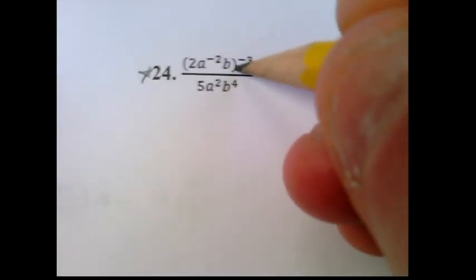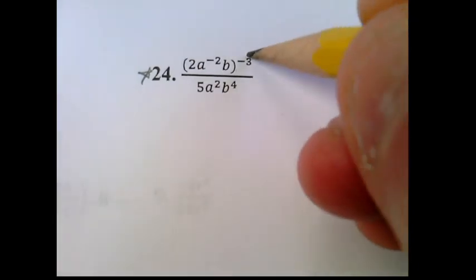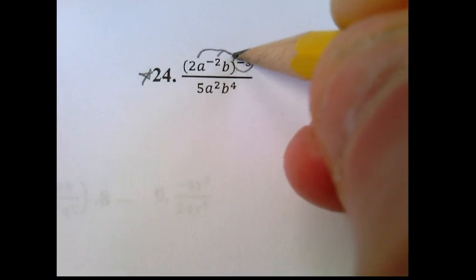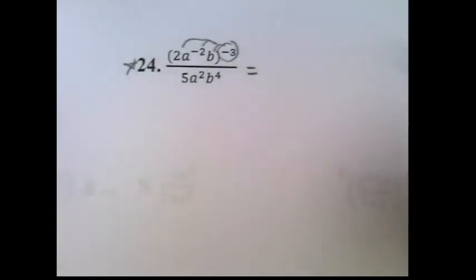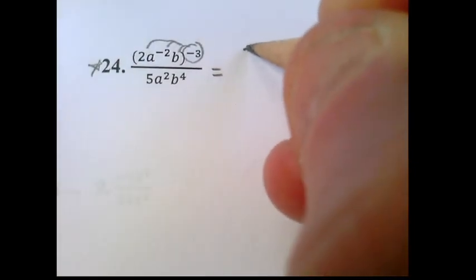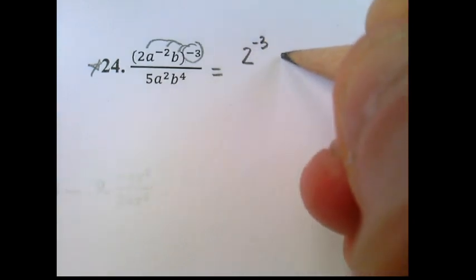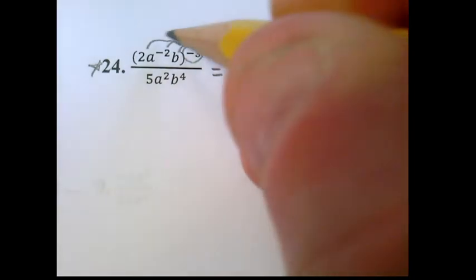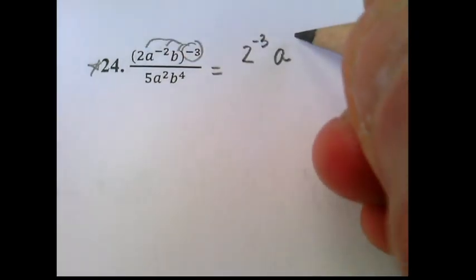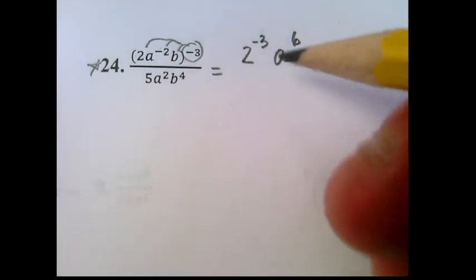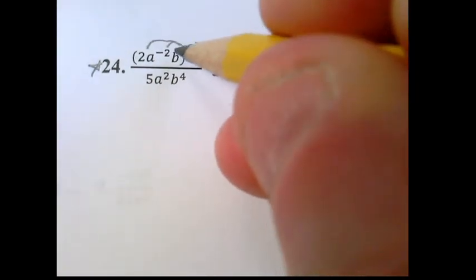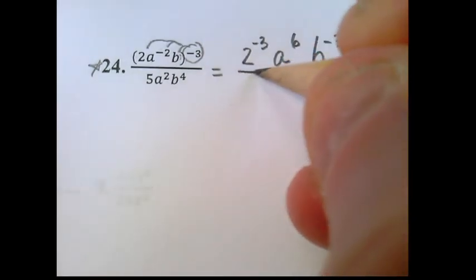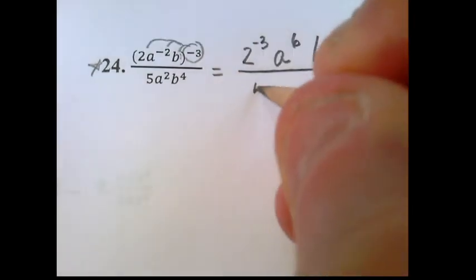Now, number 24, you see the parentheses here? That means that this -3 is going to go to everything in the parentheses. So I'm going to rewrite it like this. I'm going to say 2 to the -3, a to the, now what do we do with these exponents? We multiply them, right? When it's raised to the power, it's going to be +6, okay? And then -3 times the 1 that's right there by the b is going to be b to the -3. Down here we have everything the same.